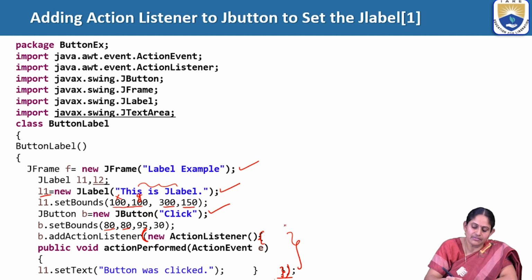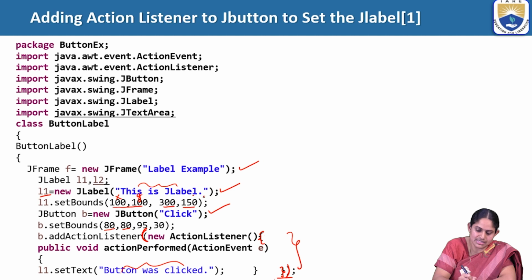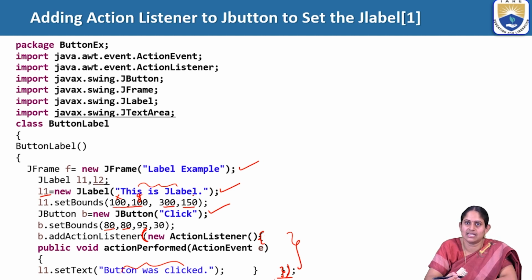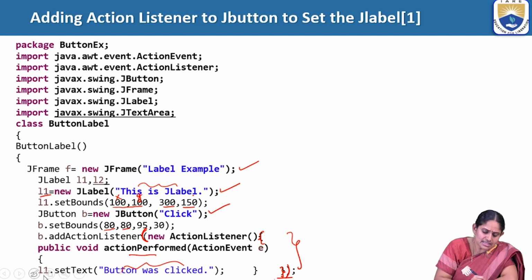At 80, and then we are making use of this anonymous class, which will be triggered when that event occurs. So when we press that button, the value will be rewritten to the "button was clicked" string. So initially that label contains the string "This is JLabel," and when we press that button, the action event object is created, and that is passed on to the actionPerformed method, wherein this actionPerformed method will reset the label's text value to "button was clicked."